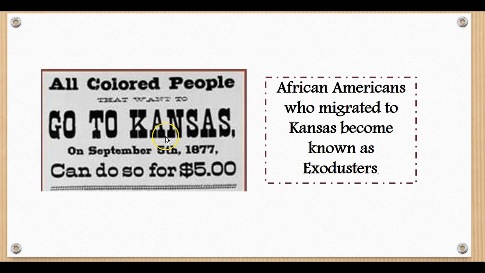Okay? Now, remember, African Americans, freed slaves, can also claim land for free underneath the Homestead Act, and they became known as exodusters because there was this kind of a migration, a whole bunch of them coming out of the South, and many of them went to Kansas to claim their land.